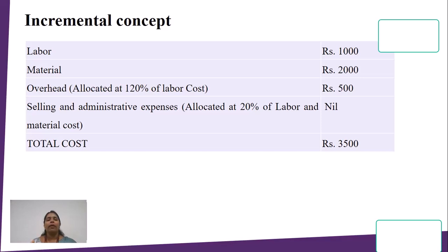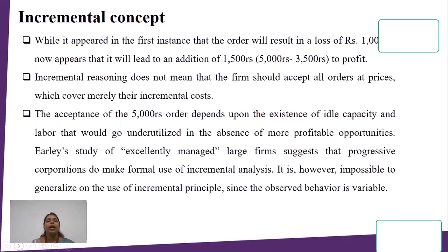So according to the advice given by the managerial economists, the costs were revised as labor at rupees 1,000, material at rupees 2,000, overhead at rupees 500, selling and administrative costs should be nil as they are using idle capacity. So the total cost came down to rupees 3,500. While it appeared in the first instance that the order will result in a loss of rupees 1,000, it now appears that it will lead to an addition of rupees 1,500. That is 5,000 minus 3,500 to profit.